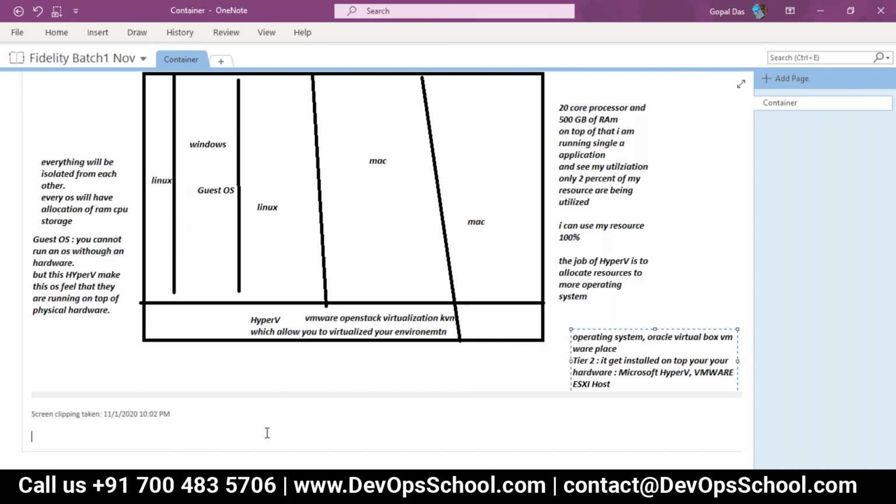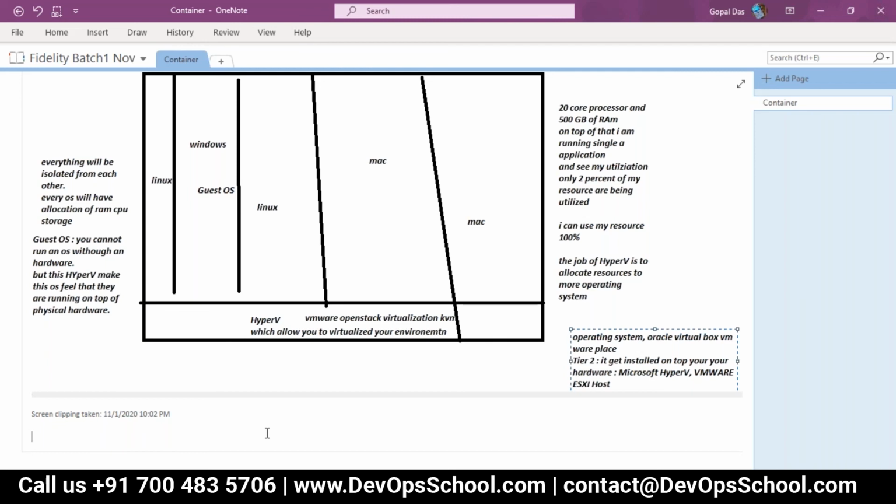I am a small developer. I have developed a Python based application, which I want to run on top of my Linux server. So I have a Windows laptop. How can I run it? Either I format my laptop and install Linux, but I don't want that. I need a simple way. What I will do is install Oracle VirtualBox. On top of that, I will install Linux and run my Python based application.